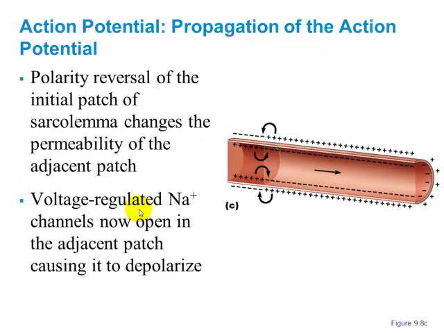Now, the way that action potential is propagated: when you propagate something, you pass it along. You send it along. So we can say that action potential is propagated, or sent, down the sarcolemma and then eventually down the T-tubules. The way that this occurs is when you make a change here, that change is going to induce a change in the next patch, and that's going to be due to those voltage-gated channels.